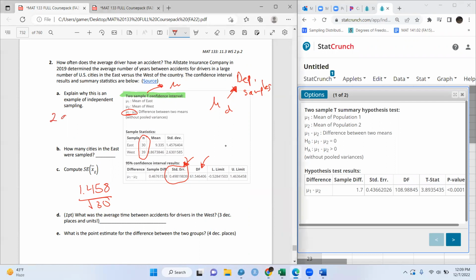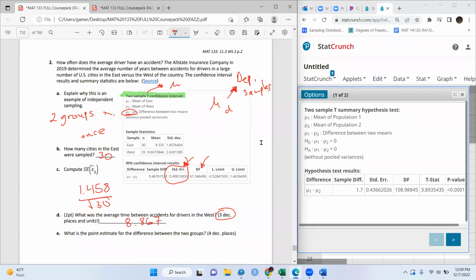Did you all say 2 groups measured once for this one? Yes. Nice. How many cities in the East were sampled? 30. What was the average time between the accidents for drivers in the West? I didn't get to it yet. Average time, that's just the mean. That's the 8.867, but rounded to how many decimals do you want? 4? Right here says 3. Oh, so if I just read the problem. It happens. I've been there too many times.